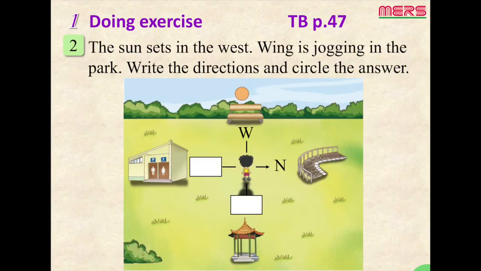Now look at the next page. You can see another picture. The sun sets in the west. So Wayne is jogging in the park. So now please write the directions for me. Write the first letter of the direction, like N, E, S, W.